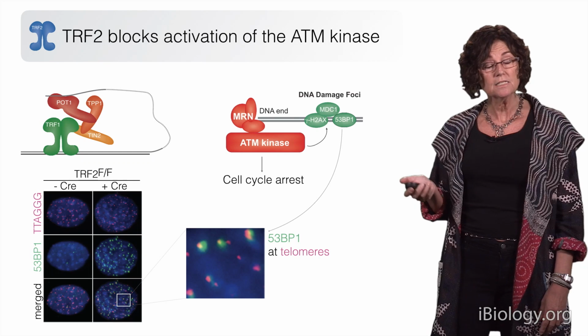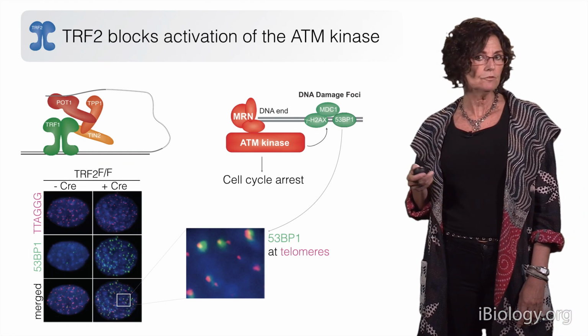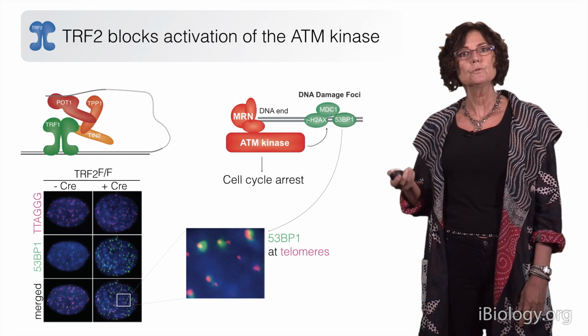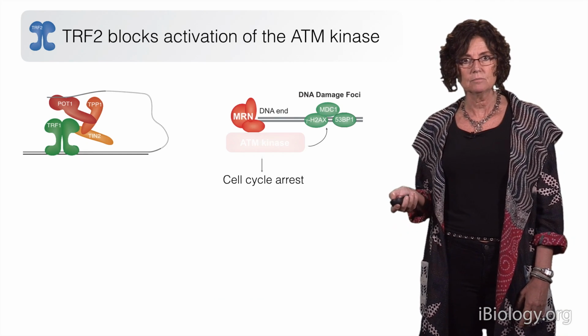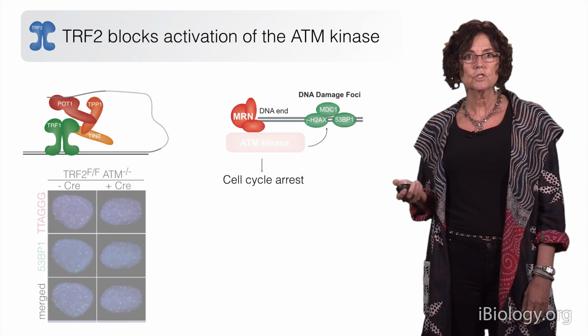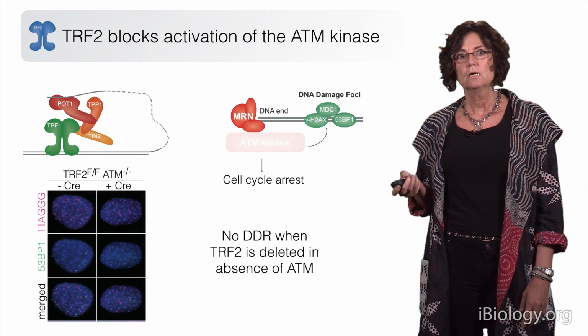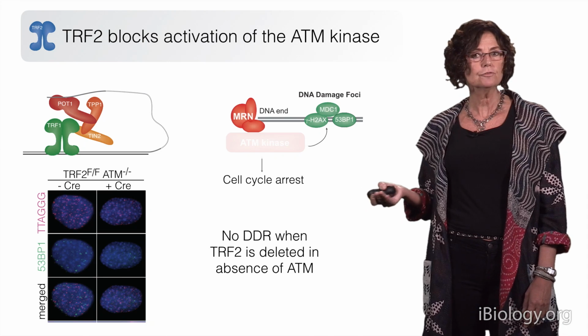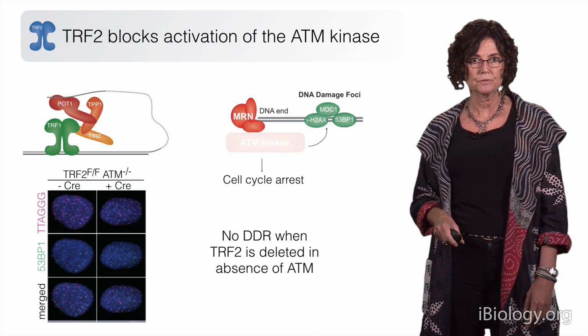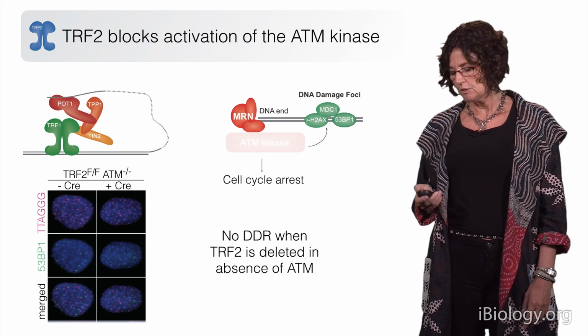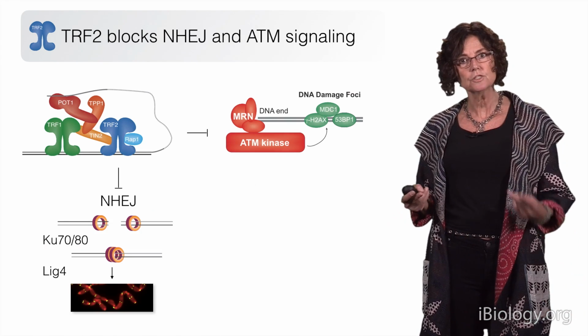We know this is the ATM kinase pathway, again from genetic experiments, in which we deleted TRF2 from cells that did not have the ATM kinase. So we use genetics to make such cells, and if we delete TRF2 from an ATM kinase null setting, there is no DNA damage response. So TRF2 then does two things.